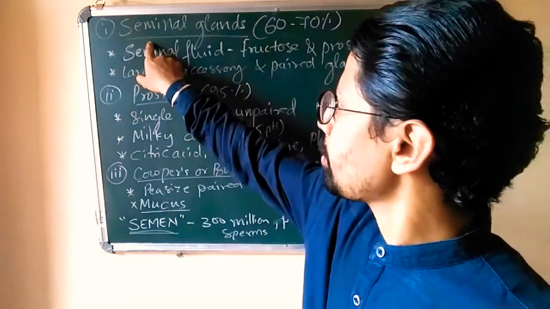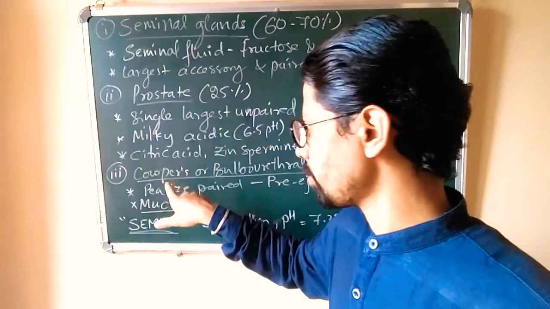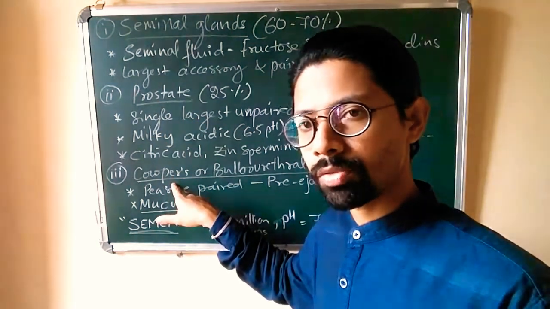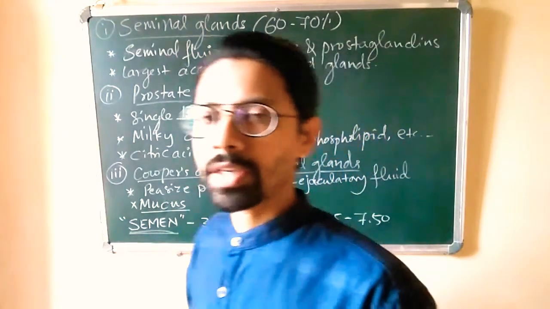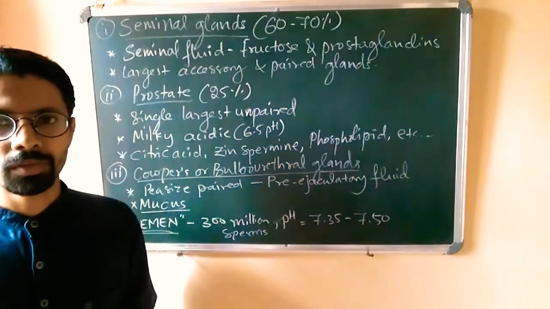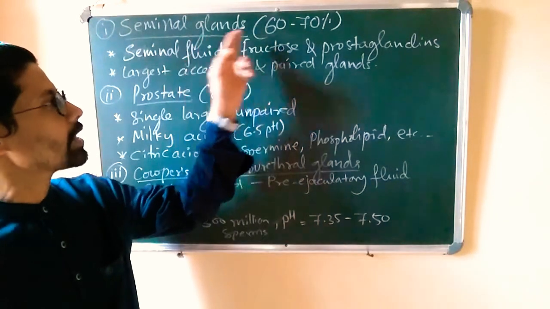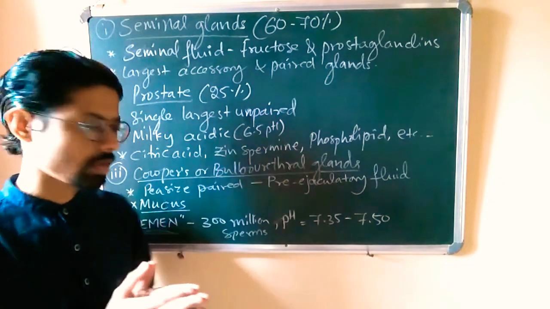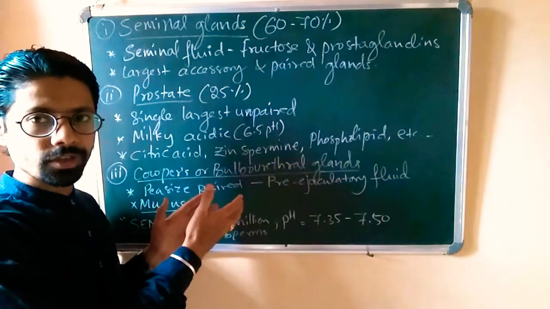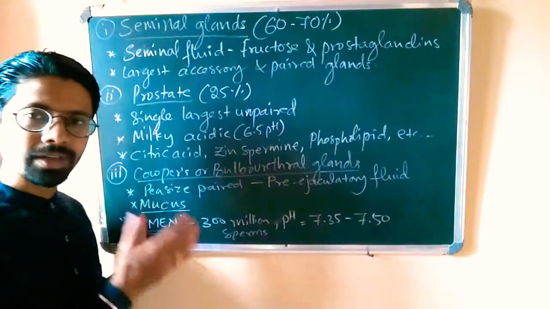The first one is the seminal glands or seminal vesicles. The second one is the prostate gland, and the third one is the Cowper's gland, also called the bulbourethral gland. Now, the most important thing to remember with respect to the secretions of these glands is that the mixture of the secretions of all these glands and sperms is collectively called semen.